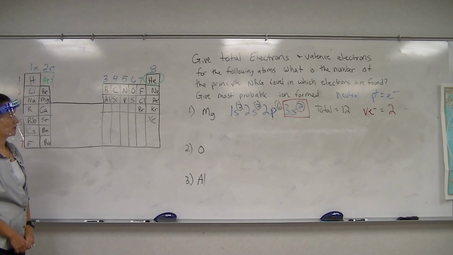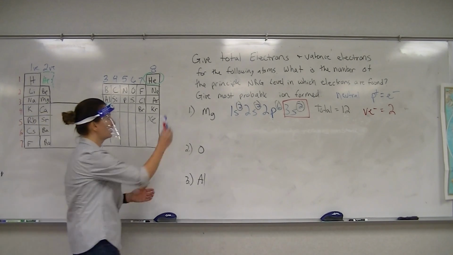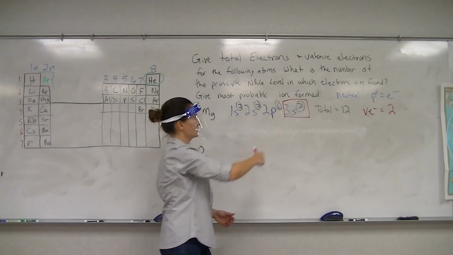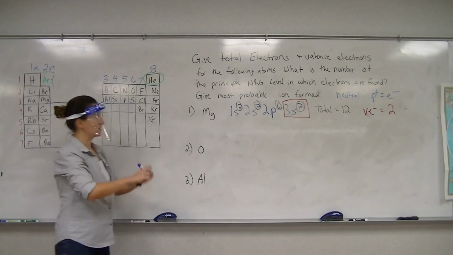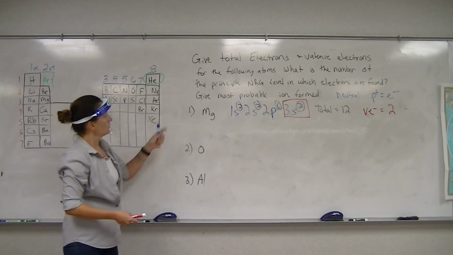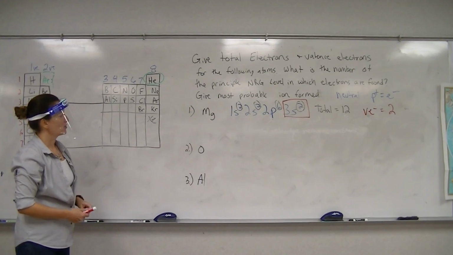So we've answered the first 2 questions. How many total? How many valence? Notice it's different, right? Total electrons is different than valence. Valence is just the outer shell. So what is the number of the principal energy level?